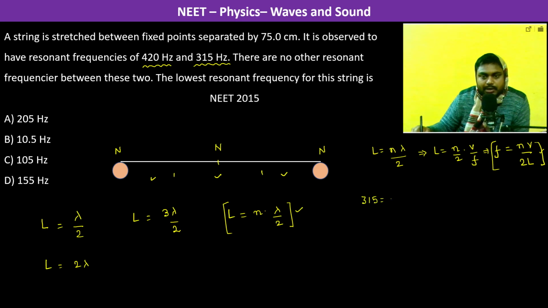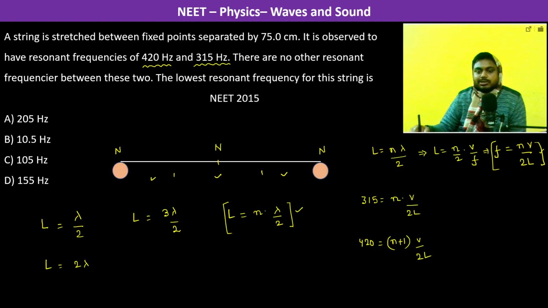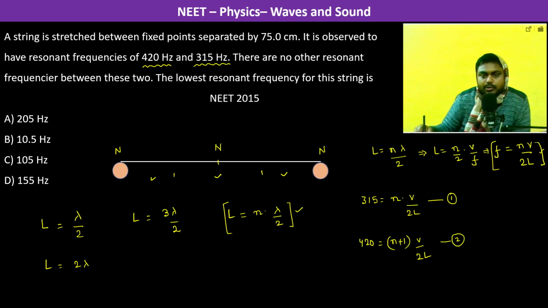Now we can write down 315 is equal to n v by 2L, and 420 is equal to n plus 1 v by 2L, because now the number of nodes must have increased. Okay, so we have this equation. So now we subtract it. So therefore 420 minus 315 is equal to, it's 85 plus 20, which is 105. 105 is equal to v upon 2L.